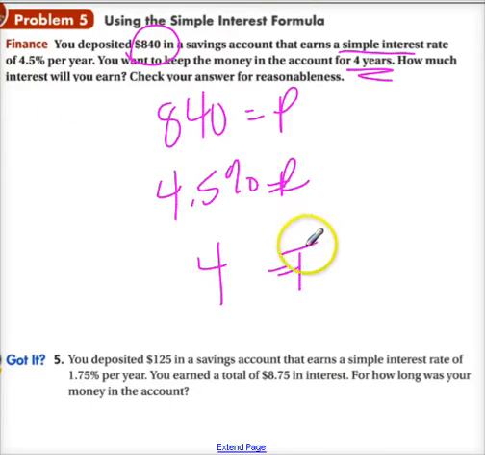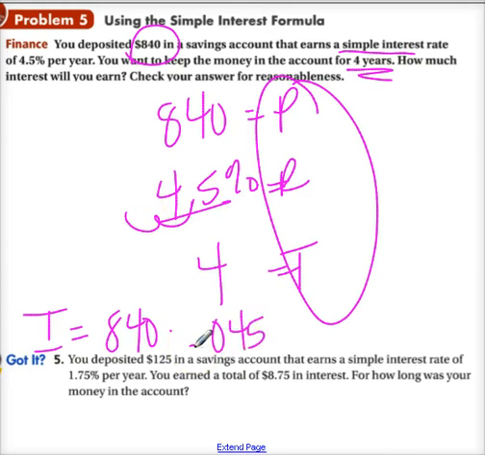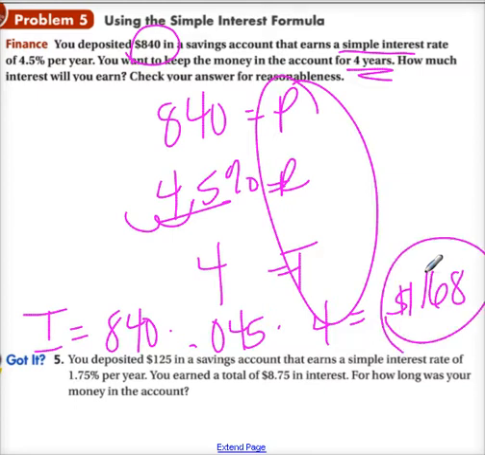Okay, how much interest will you earn? So I'm solving for I. Well, interest equals PRT, all multiplied together. So I need all three numbers multiplied. 840 for my principal times my rate as a percent, so I'm dividing by 100, 0.045 times 4. And when I multiply all of these up, I get $168 for simple interest.